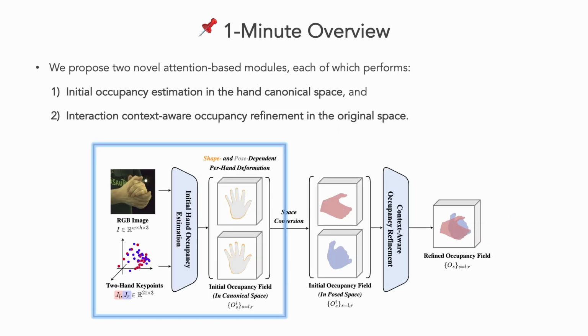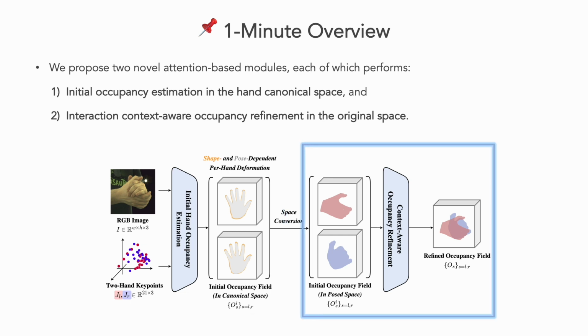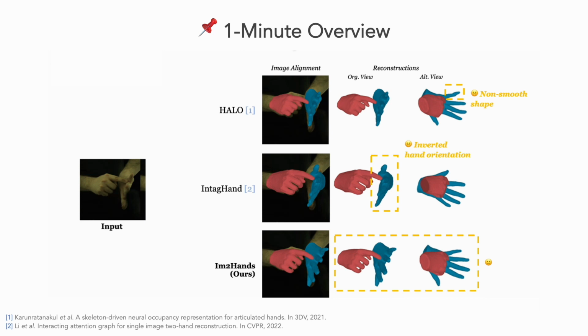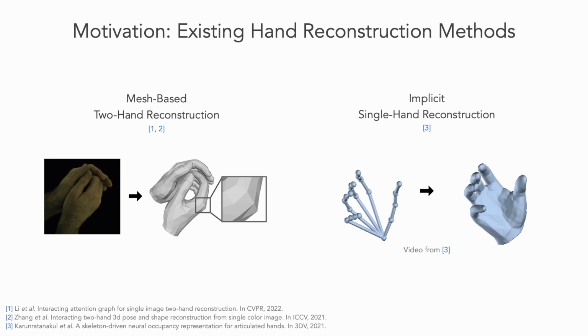training. To handle the articulations and interaction contexts between two hands, our key idea is to take a two-stage approach, where we first perform initial occupancy estimation in the hand canonical space, and then perform interaction context-aware occupancy refinement in the original space. Our method achieves the new state-of-the-art accuracy on image-based two-hand reconstruction. We will now discuss the motivation of our work in more detail.